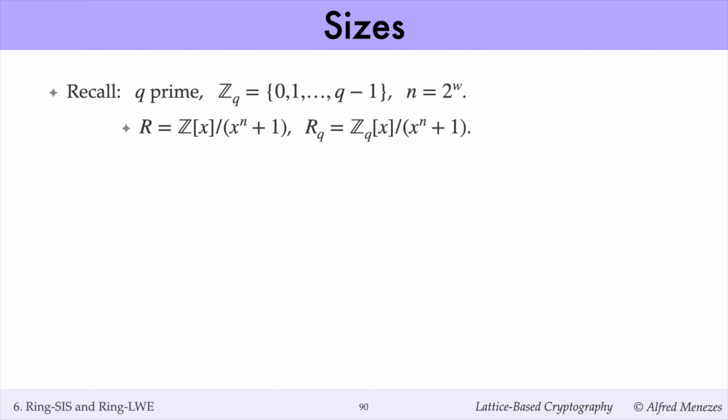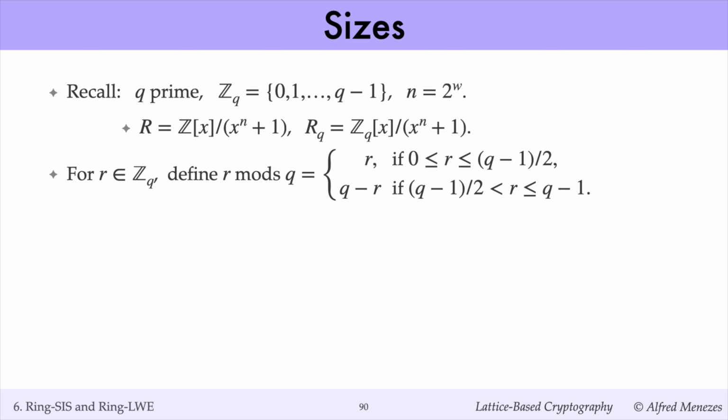To define the ring versions of SIS and LWE, I'll need the notion of size for polynomials. The symmetric mod representation of an integer r modulo q is defined to be r itself if r is at most (q-1)/2, and r minus q if r is greater than (q-1)/2. So r mod± q is between -(q-1)/2 and (q-1)/2. The size of an integer r modulo q is defined to be the absolute value of the symmetric mod representation of r. This is also called the infinity norm of r.